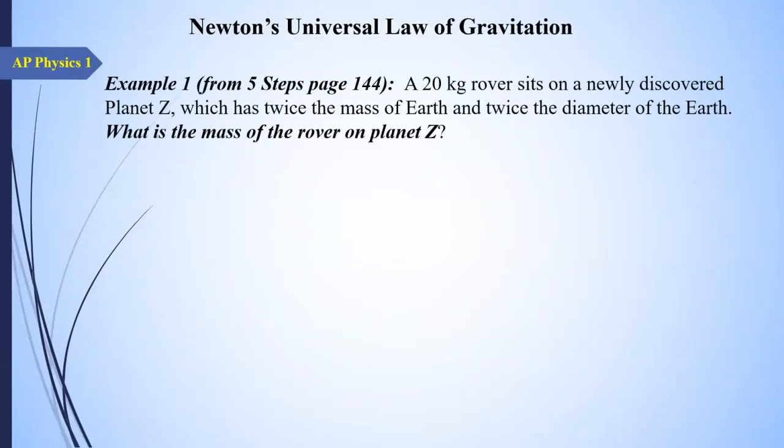So here's an example from 5 Steps to a 5. Greg Jacobs presents this example as an example of what he calls semi-quantitative reasoning. In other words, it's a number problem, but one that you should be able to do kind of conceptually. All right, so a 20-kilogram rover sits on a newly discovered planet Z, which has twice the mass of the Earth and twice the diameter.